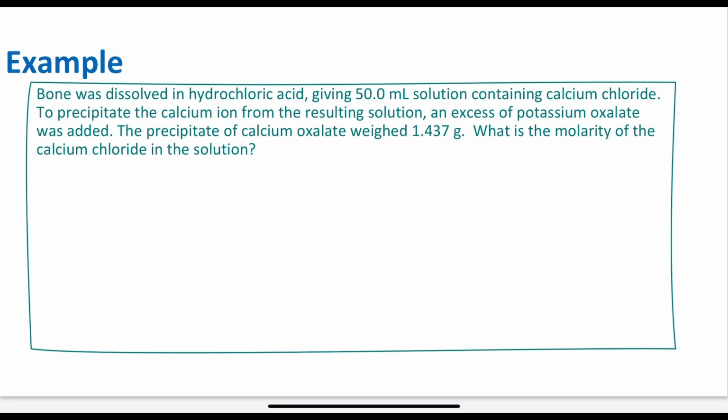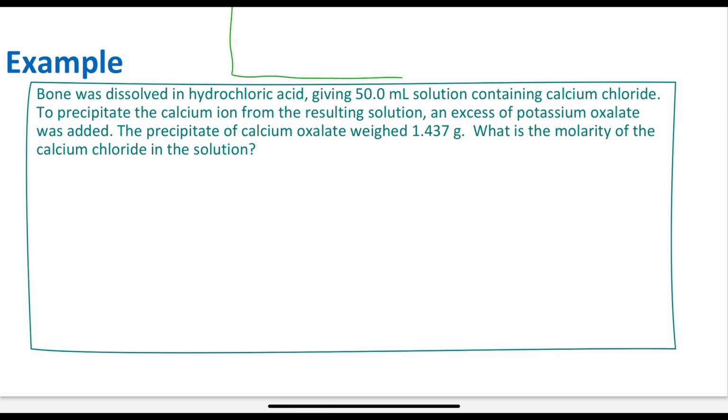And our last example. Bone was dissolved in hydrochloric acid, giving 50 mL of solution containing calcium chloride. To precipitate the calcium ion from the resulting solution, an excess of potassium oxalate was added. The precipitate of calcium oxalate weighed 1.437 grams. What is the molarity of the calcium chloride in the solution?